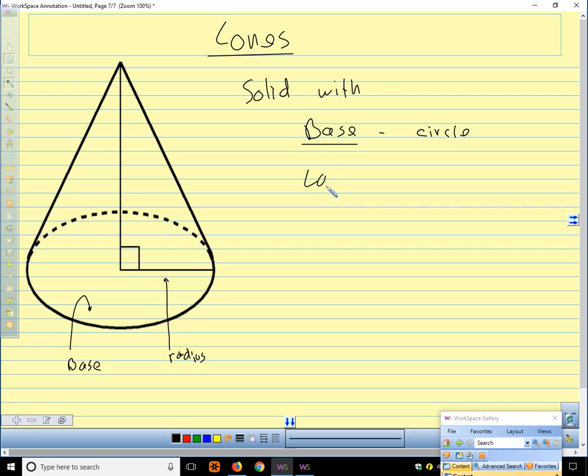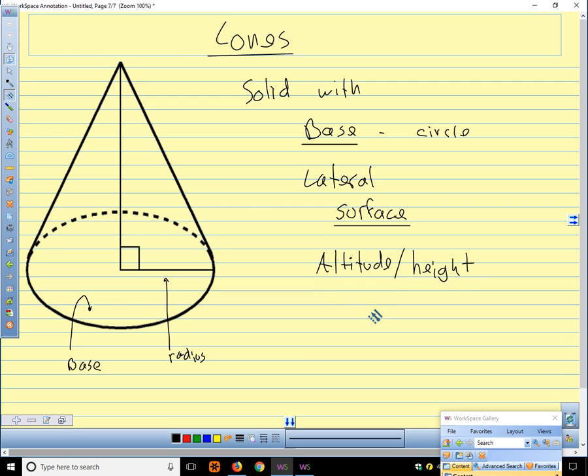It has a lateral surface. And we'll talk about what that lateral surface is in just a second. But all the rest of this is the lateral surface of the cone. It has an altitude or a height. And the altitude or height of a cone is exactly like the altitude or height of a pyramid, from the vertex perpendicular to the base. So that would be my height.